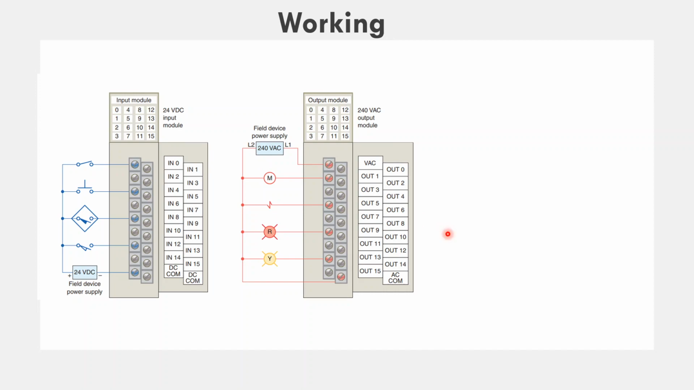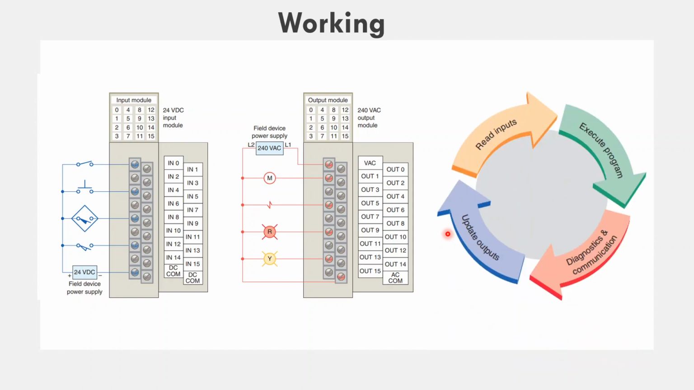Now let us understand how the PLC is going to execute these inputs and outputs. This is actually a closed loop operation. First, the PLC reads the input, then executes the program, does diagnostics and communication, and updates the outputs as per the input status and the logic of the program. It is the infinite loop of the PLC function.